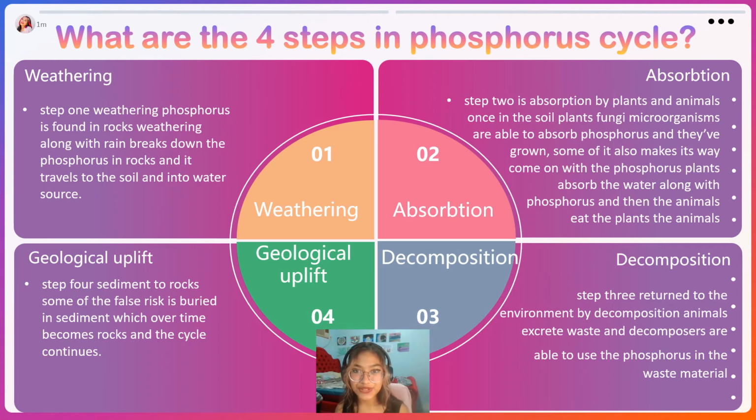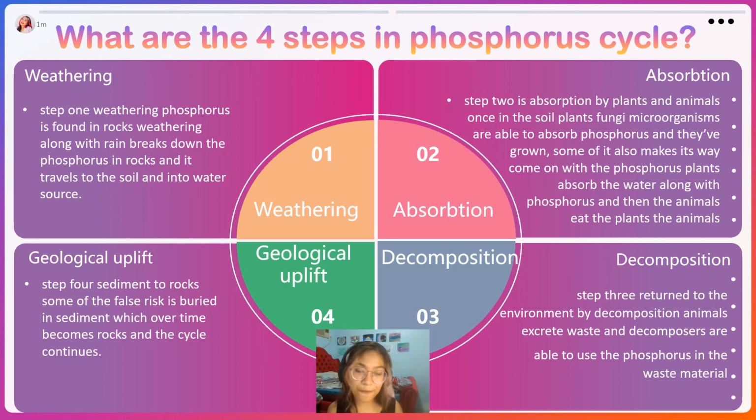Step 3, return to the environment by decomposition. Animals excrete waste, or their poop, and decomposers are able to use the phosphorus in the waste material. Furthermore, when plants and animals die, bacteria convert the organic phosphorus into inorganic phosphorus in a process called mineralization.